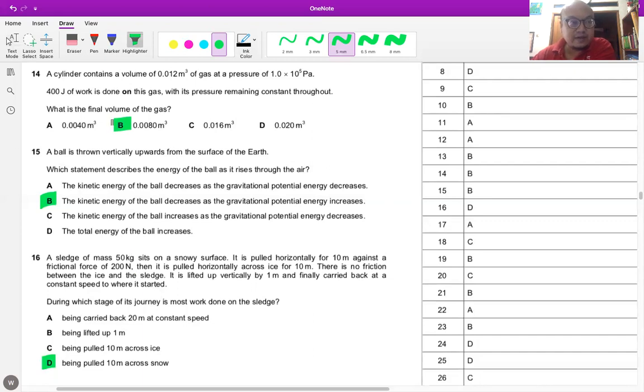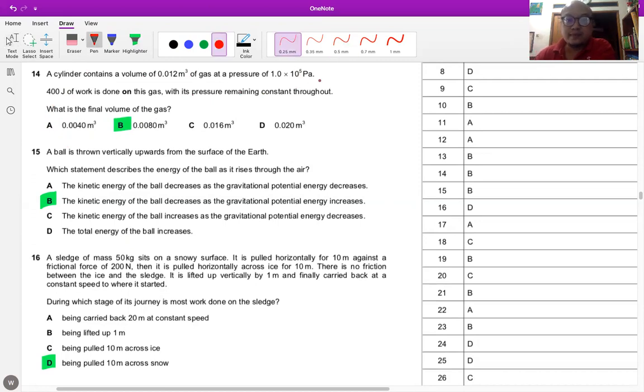A cylinder contains volume 0.012 meter cubed of gas at pressure 1.0 × 10^5 Pascal. 400 joule of work is done on this gas, with the pressure remaining constant throughout. What is the final volume of the gas?